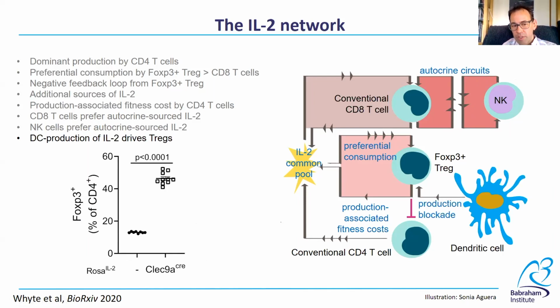Whereas if we make dendritic cells produce IL-2 with a CLEC9A Cre, the only phenotype that we really see there is a very large expansion in the number of Tregs. So the dendritic cells are directly feeding the Tregs with their IL-2.